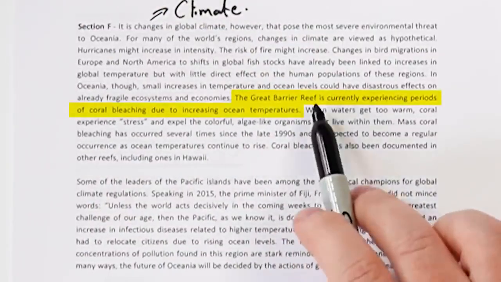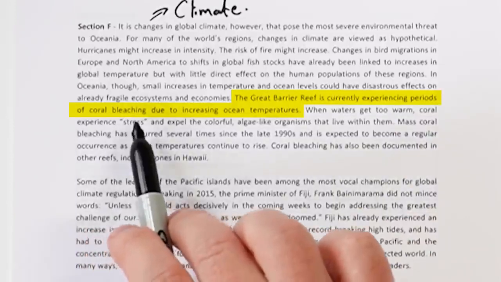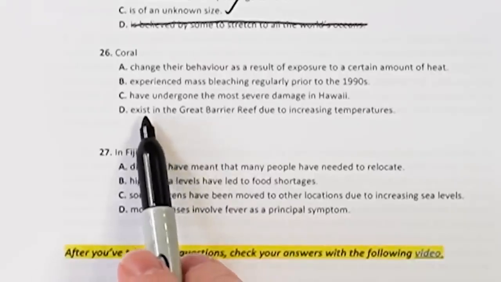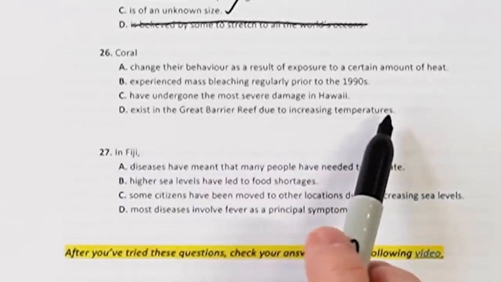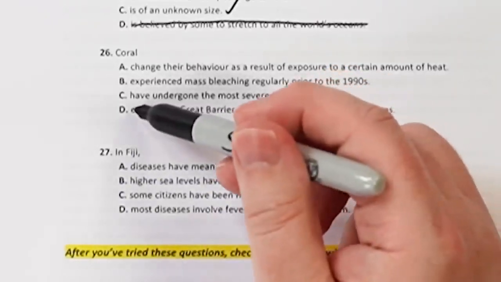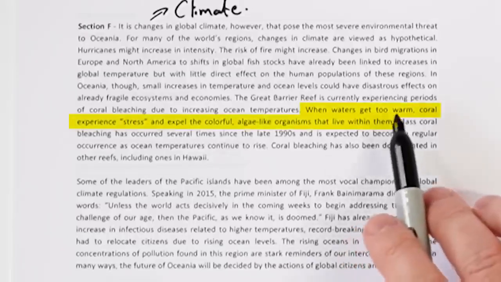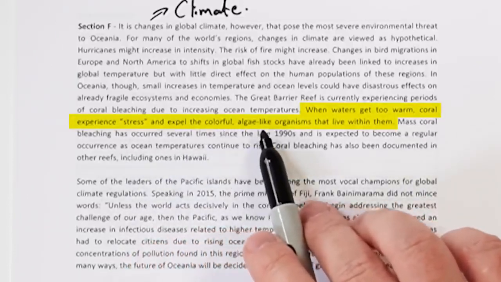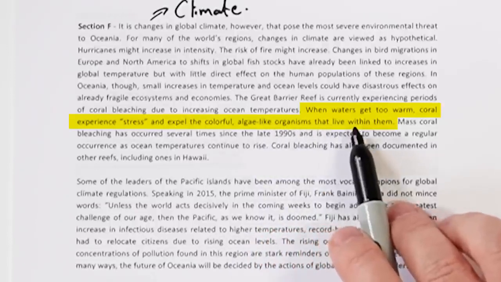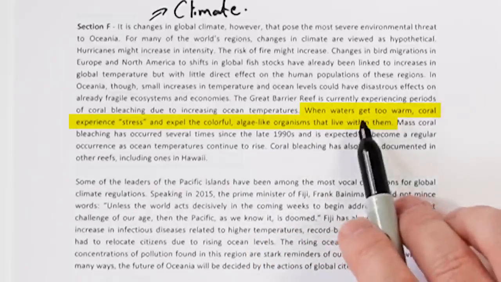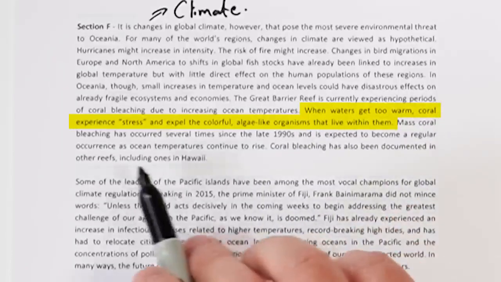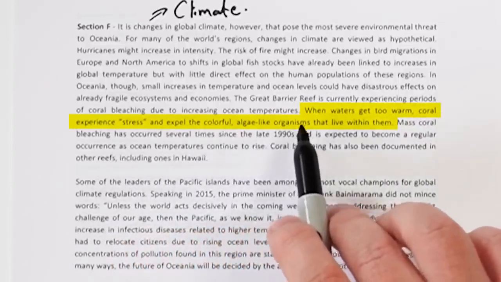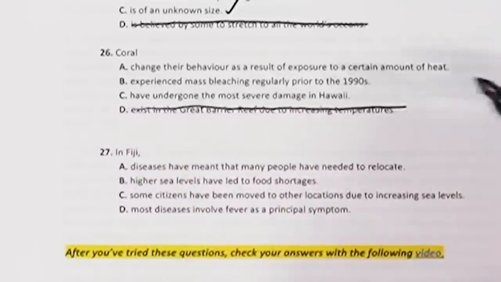So the Great Barrier Reef is currently experiencing periods of coral bleaching due to increased ocean temperatures. Coral exists in the Great Barrier Reef due to increasing temperatures. No, it doesn't say that. When waters get too warm, coral experience stress and expel the colorful algae-like organisms that live within them.